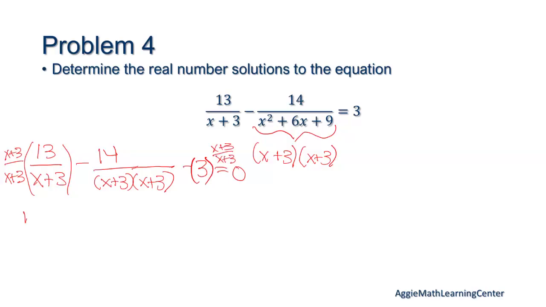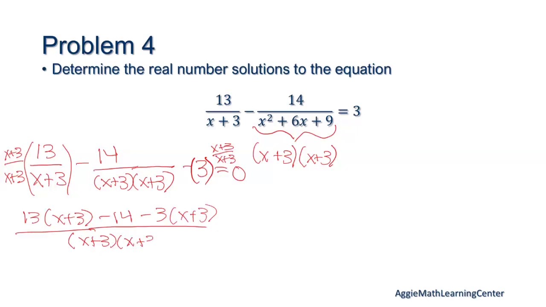Perfect. So we're going to have 13 times x plus 3, subtract 14, subtract 3 times x plus 3, all over x plus 3 times x plus 3, right? I think on that minus 3, you might want to multiply it by x plus 3. It needs both, right? Yep, we need to multiply it by x plus 3. Oh, yeah, sorry. Yep, x plus 3. You are correct. Perfect.